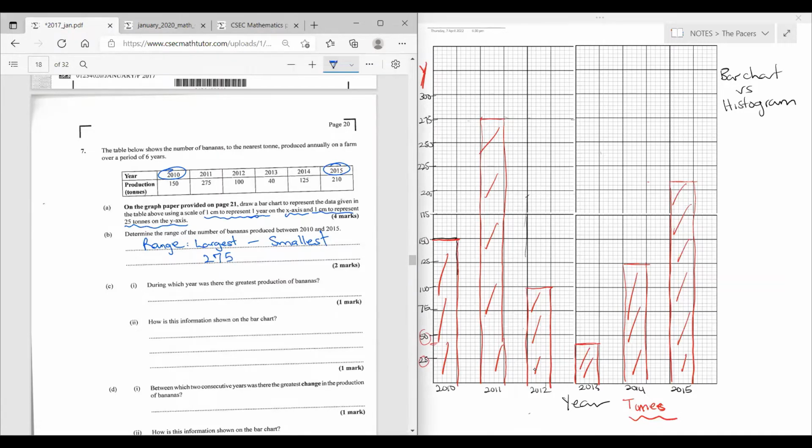Determine the range of the numbers of bananas produced. So 275 minus the smallest number produced, which is 14. And therefore our range is, what's our range? 235 tons. Any questions here? And this is how the range works for any question. If they ask you to find the range of values, you just subtract the smallest from the largest.